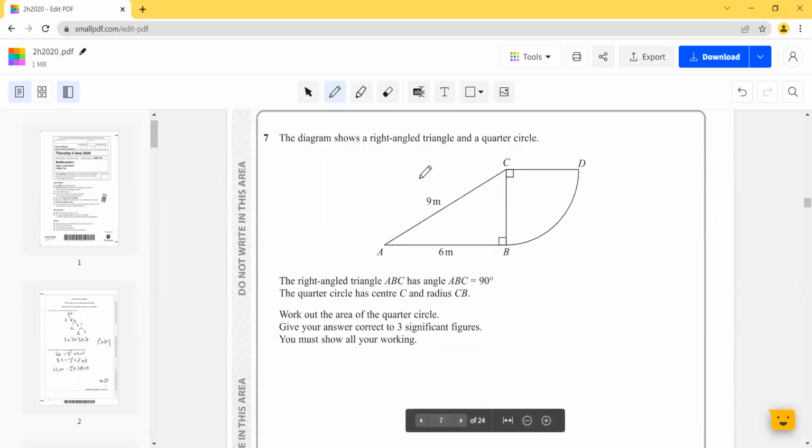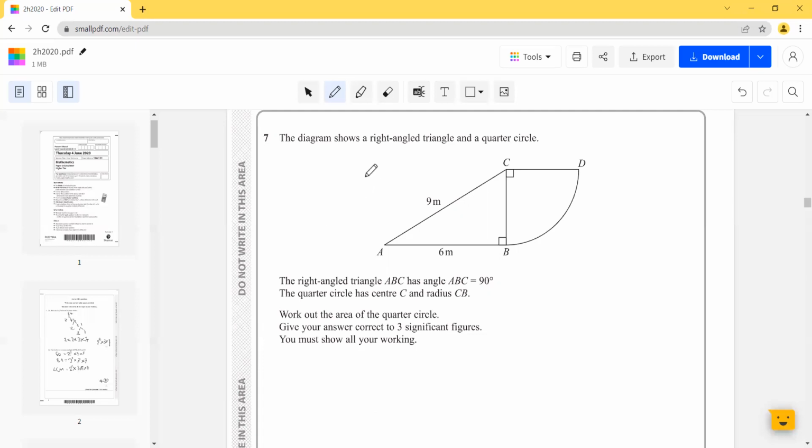Okay, question 7. The diagram shows a right-angled triangle and a quarter circle. The right-angled triangle ABC has angle ABC as 90 degrees. The quarter circle has center C and radius CB. Work out the area of the quarter circle. Give your answer to 3 significant figures. You must show all your working.